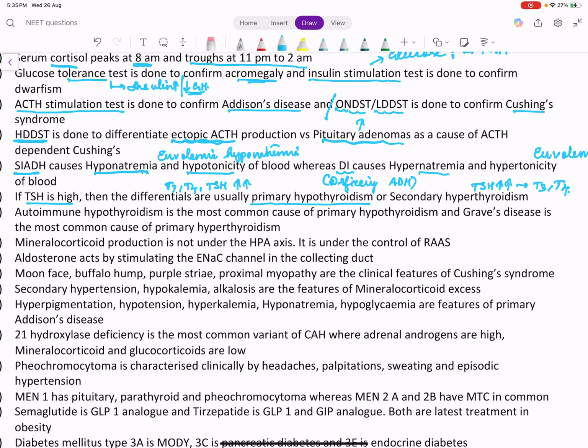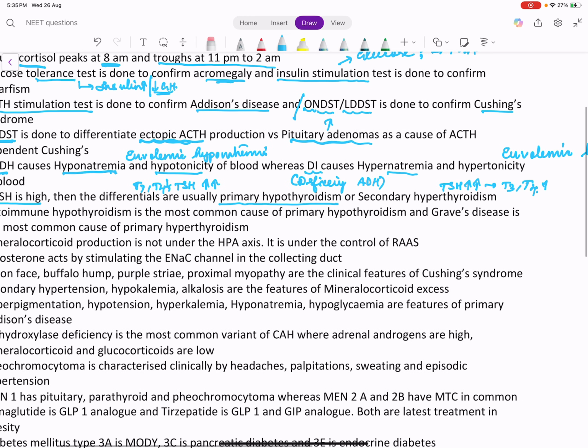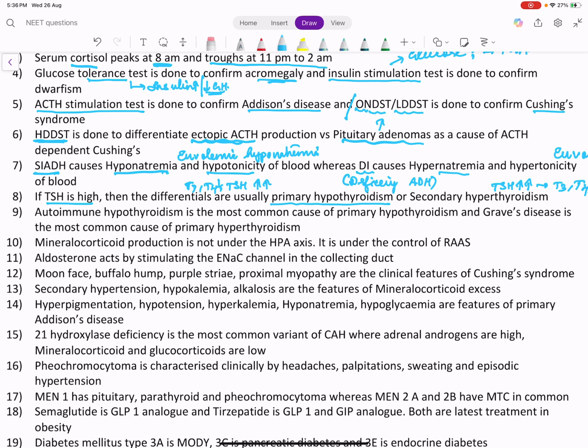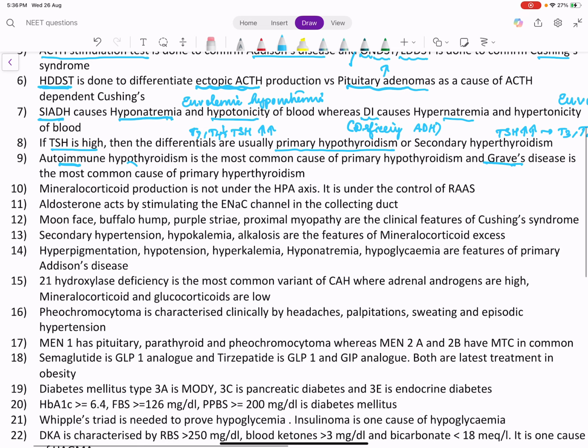Either it is a primary hypothyroidism where T3, T4 is low, or secondary hyperthyroidism where TSH is high and T3, T4 are also high. The most common cause of primary hypothyroidism is autoimmune thyroiditis, and the most common cause of primary hyperthyroidism is Graves' disease. Primary here means the problem is with the gland itself.